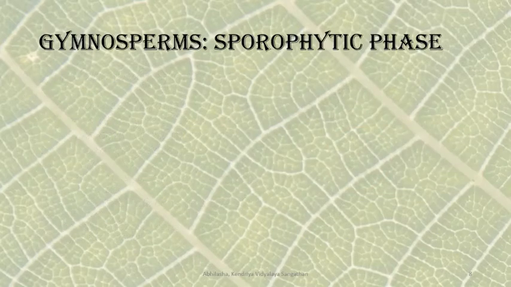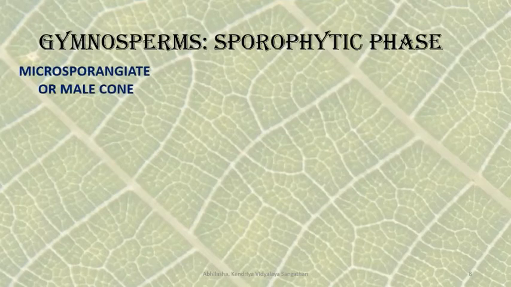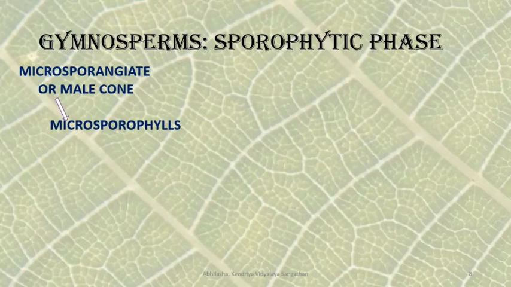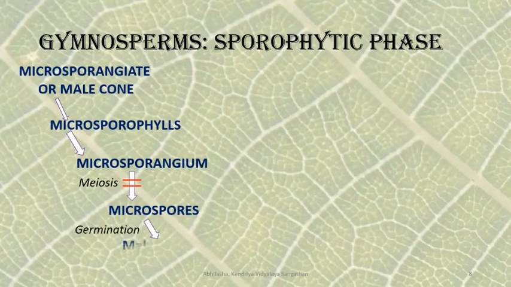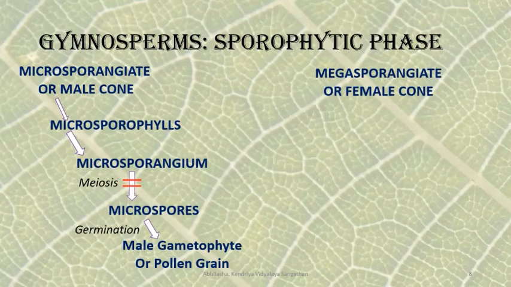The sporophyte in gymnosperms, we already studied, bears two types of cones, the male cone and the female cone. The male cone is also known as microsporangiate, and the female cones are megasporangiate. So in the male cone are microsporophylls, which bear microsporangium. These microsporangium have spore mother cells that undergo meiosis to form microspores. These microspores germinate to form the male gametophyte, which is also known as pollen grain.